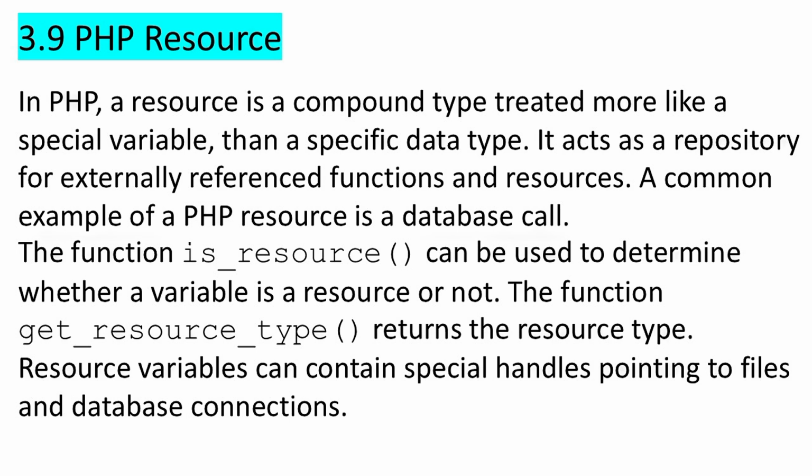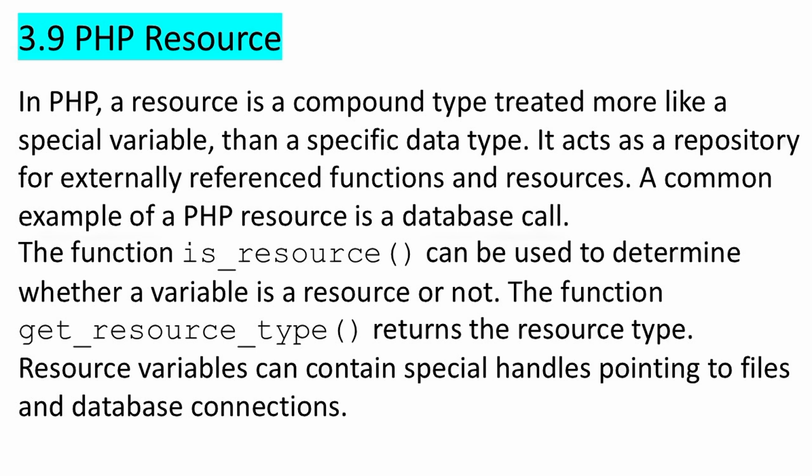A resource in PHP is a compound type that acts like a special variable. It's not a regular data type like integer or string. Think of it as a reference or handle to something that lives outside of PHP's normal memory: an open file, a live database connection, a socket, or an image processing context. The resource itself is a lightweight pointer. The heavy work happens in the external system it represents, like your database server or the operating system's file manager.